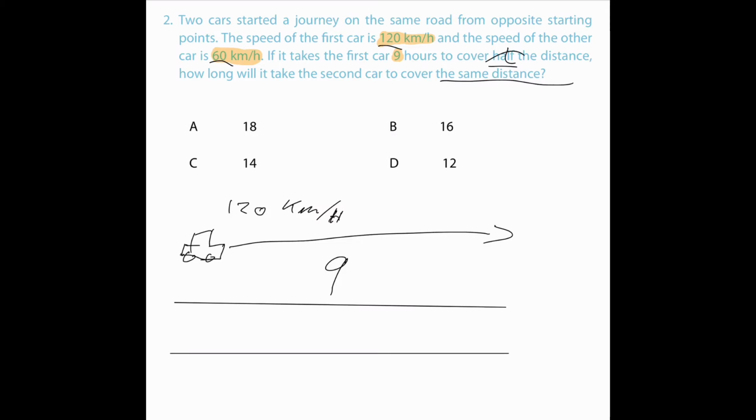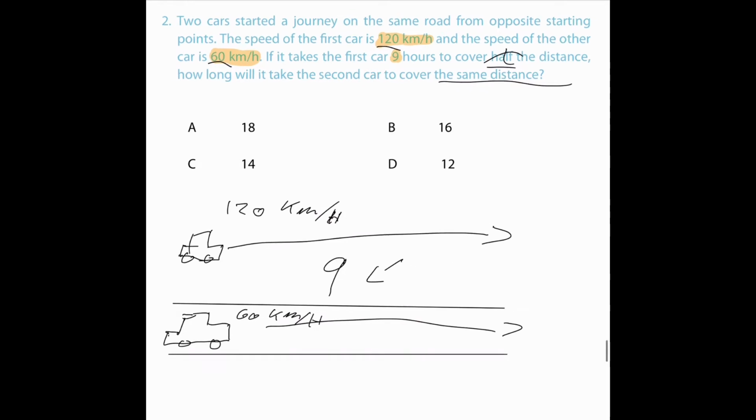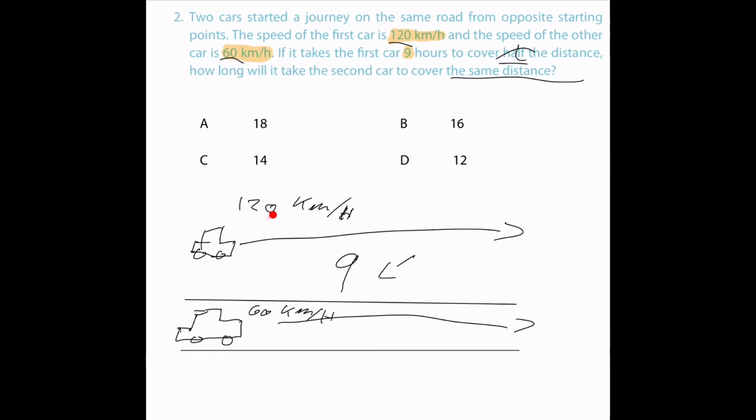All right, and then the second car. I want to make this a different looking car. It's not really, but how long will it take? And it's going 60 kilometers per hour. So the first thing I think is it's going to take more than this time. By how much? 120 is double 60, so it will take double the time. Do you see why? This is going twice as fast as the second car. So if it took the first one 9 hours, it's going to take the second one 9 multiplied by 2. And yes, that is 18.